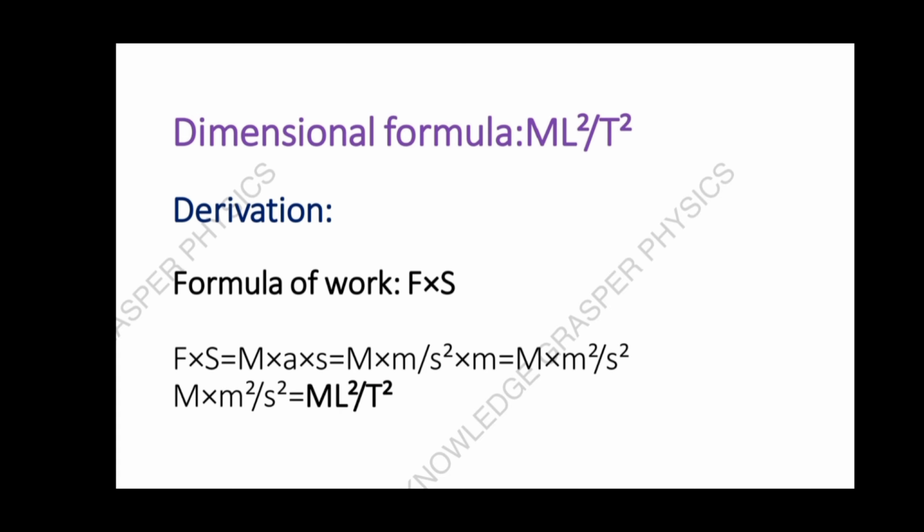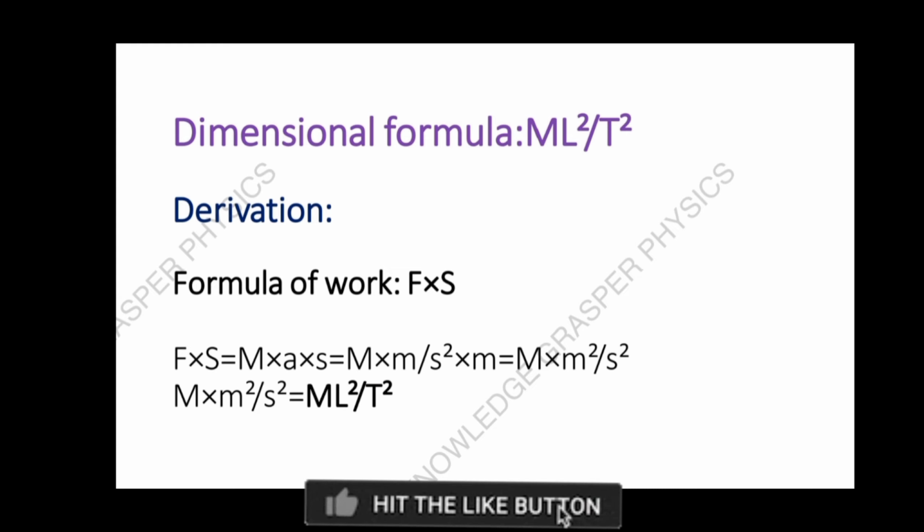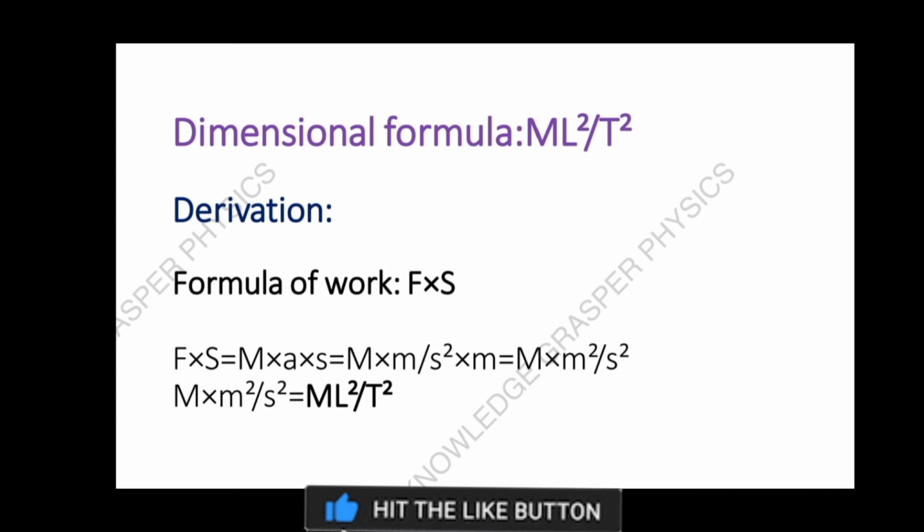So let's see the derivation. Now formula of energy is force into displacement. Force is mass into acceleration. So mass into acceleration. Acceleration formula is meter per second square. So we will get the final answer as mass into meter square per second square. So in terms of MLT, the dimensional formula is ML square by T square in case of energy.